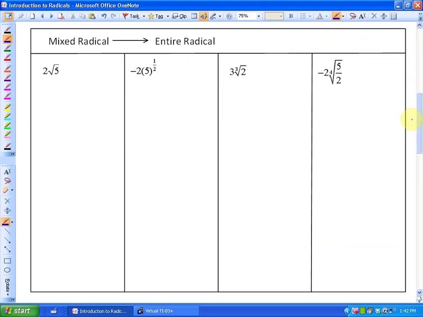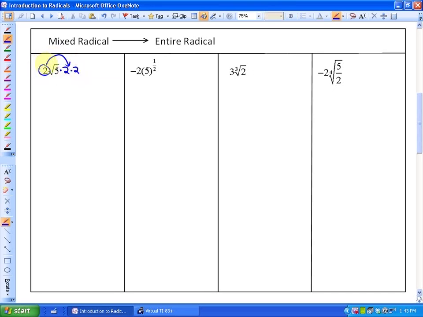First of all, what we're going to be looking at right now is going from a mixed radical to an entire radical. In order to do that, we need to get the coefficient inside the radicand, and that depends on the index. In this particular case, since it's a square root, our index is technically a 2, which means in order to move something from the coefficient into the radicand, we need to put in a pair of them.